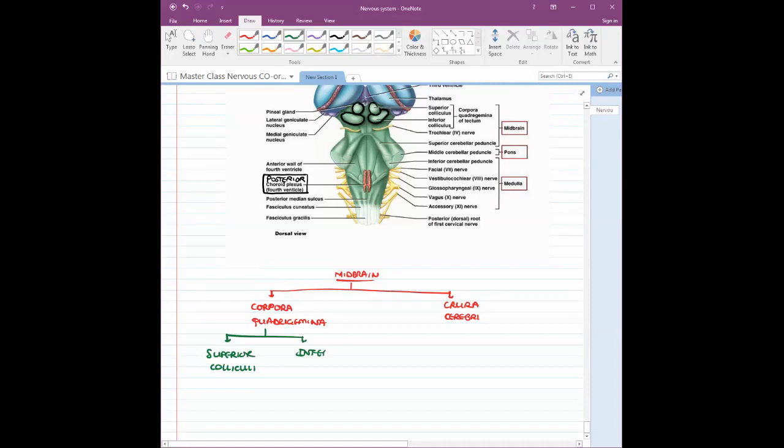Now, guys, what are these going to do? Basically, your corpora quadrigemina is going to respond to impulses coming from the outside, basically your visual and your hearing responses. That is what this is going to control. But then who's going to control the eye reflexes and who's going to control the ear reflexes? Let's try to see.